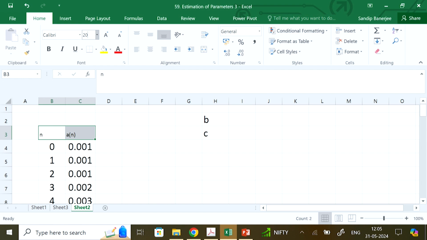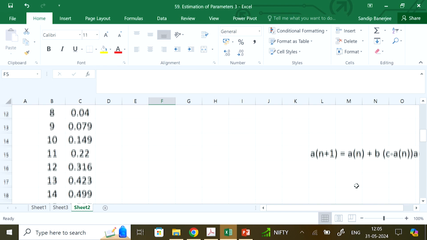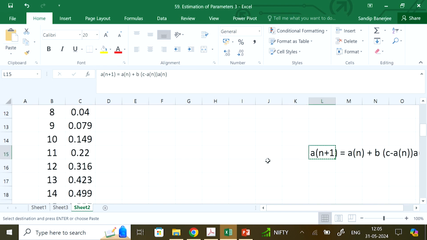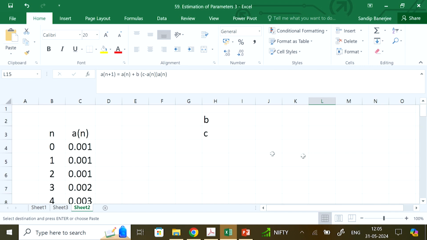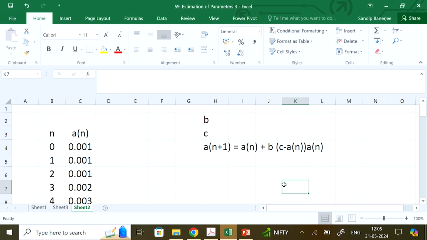So I make them 20. So in this particular case also, since it is growth data, I will be using the logistic equation, but now here I will estimate both B and C. So I just put in some values, say 0.1 and 0.1.